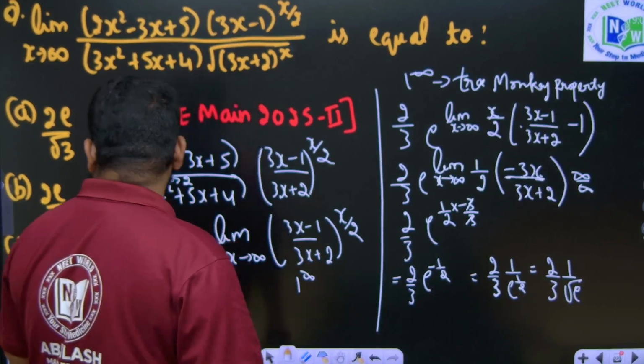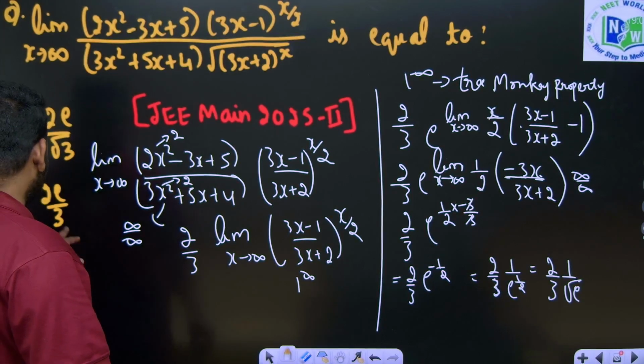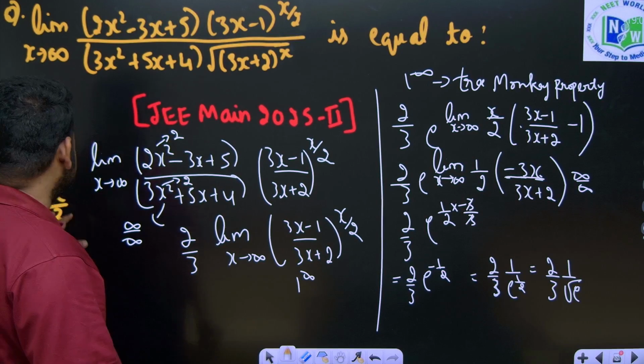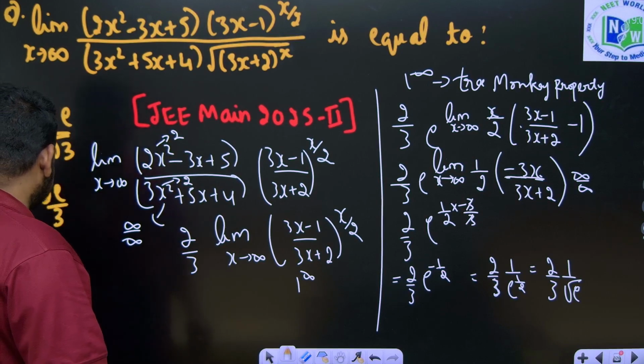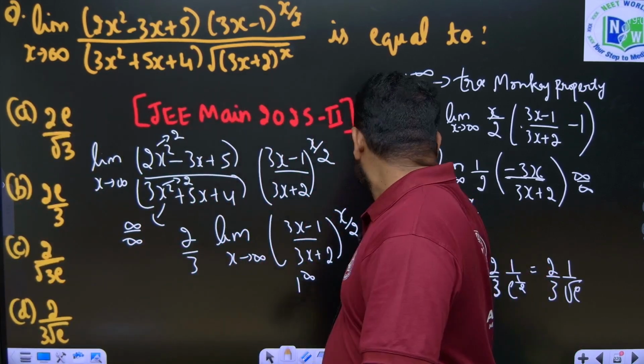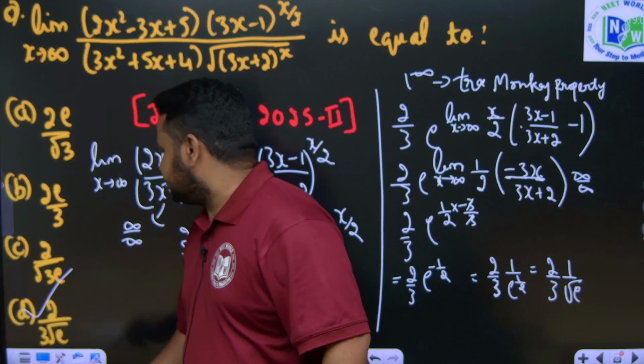2 by 3 root e, where is the option? 2 by 3 root e. It is not 2 by square root of 3 into e. Be careful, it is 2 by 3 root e. 2 by 3 root e is where? Which option? That is 2 by 3 root e. It is in option D.